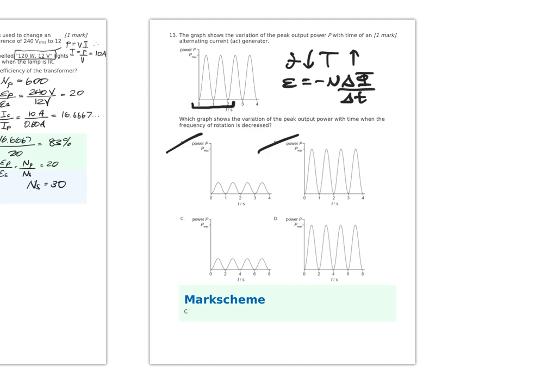If I have a lower frequency, then my rate of change of flux is also going to decrease. I'm going to be cutting those field lines less frequently. And so if I have a lowered rate of change of flux, that is going to lower the voltage produced. It's going to lower the power produced, so my output power is going to decrease. So not only is my period going to increase, but the output power is going to decrease because of Faraday's law. That gives us C.